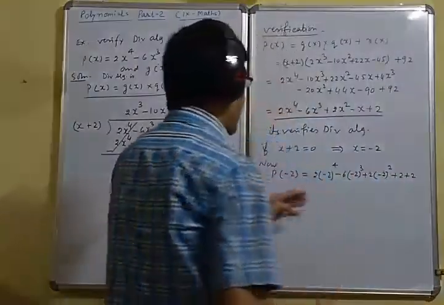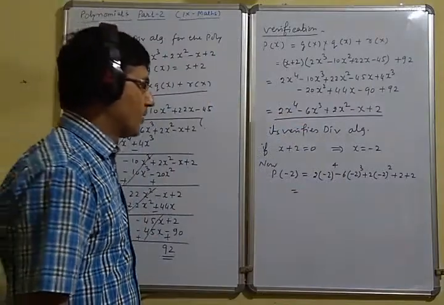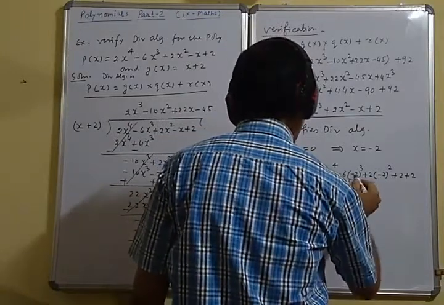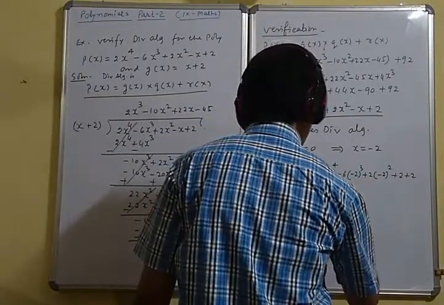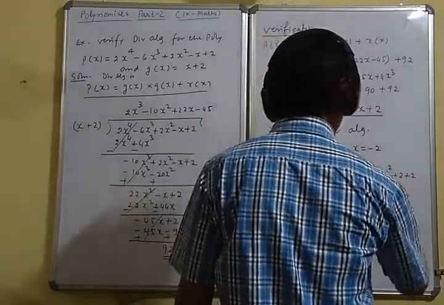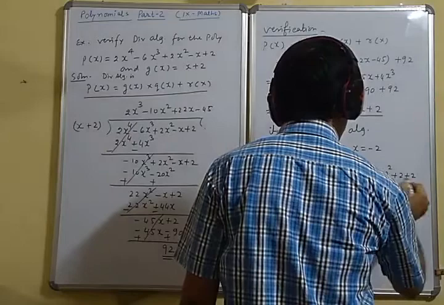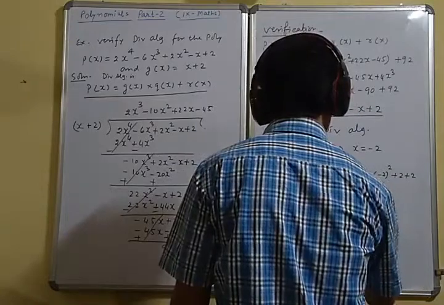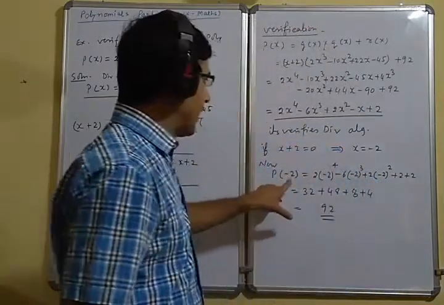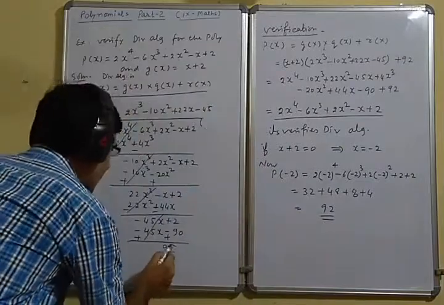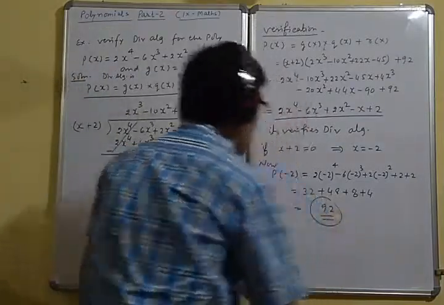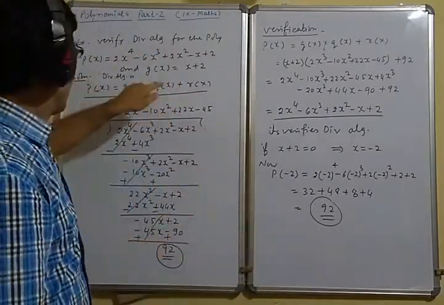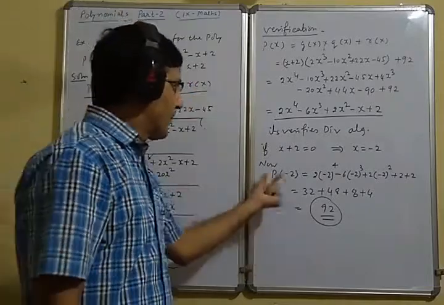So minus 2 raised to power 4 is 16, into 2, 32, minus 6 times minus 8 gives plus 48, plus 2 times 4 is 8, plus 2, plus 2. Now add it: 92. So p of minus 2 is 92. So now this is the remainder. We can find out the remainder when this polynomial is divided by this, so the remainder becomes p of minus 2.